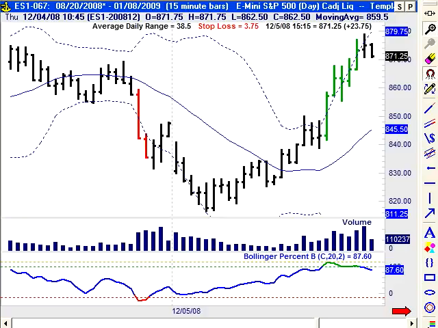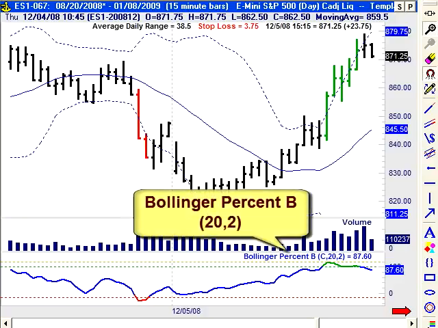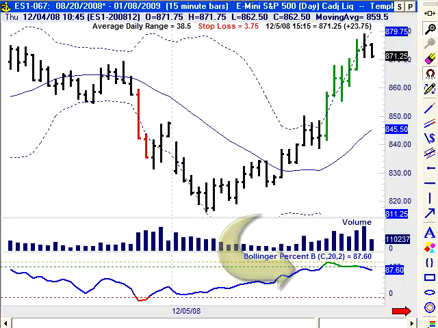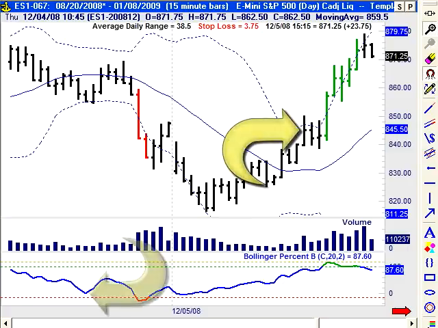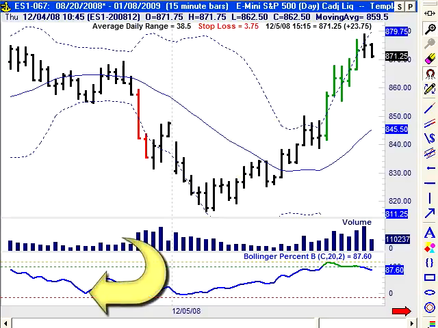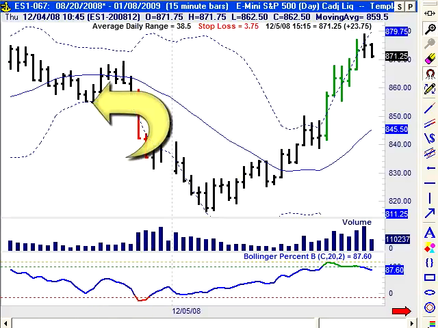On the bottom of the screen, you see an indicator called Bollinger %B. This indicator is measuring the distance of the closing price of the current bar and the Bollinger Bands. As an example, a reading close to 100 means that the current closing price is close to the upper Bollinger Band. A low reading of this indicator means that the closing price of the current bar is close to the lower band. If this indicator moves above 100 or below 0, then the current bar closed outside of the Bollinger Bands.